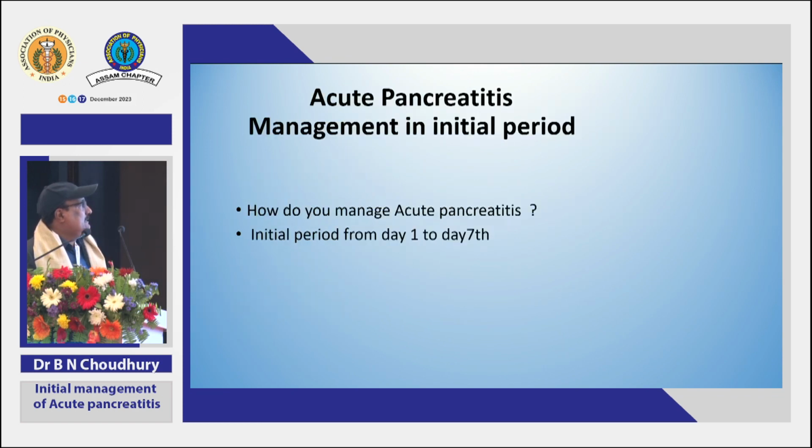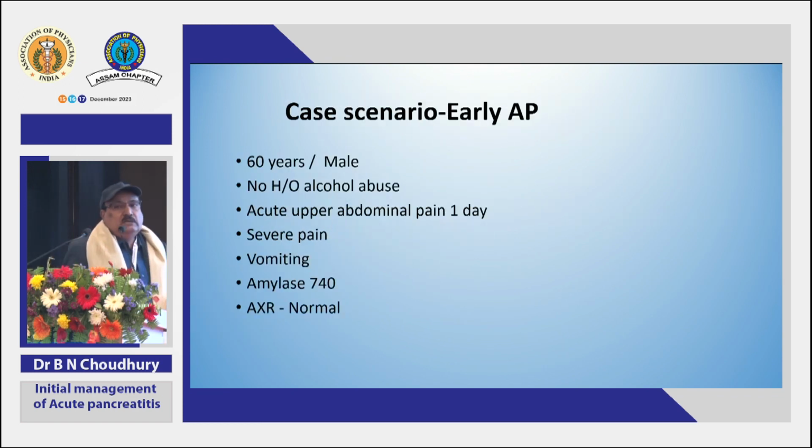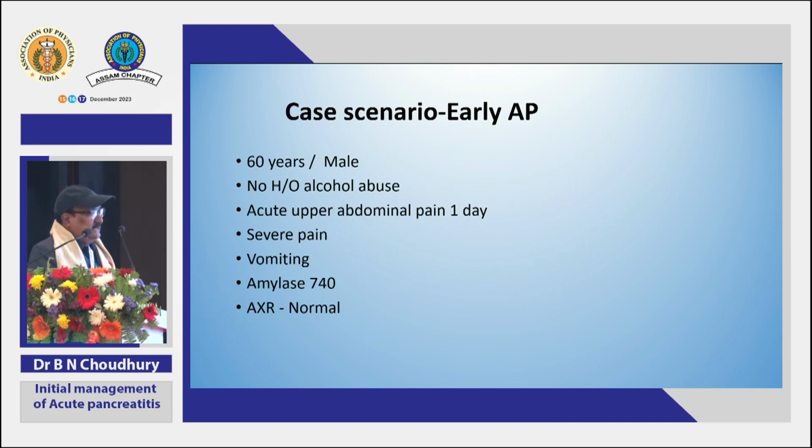Yes. It's a typical case scenario, who was admitted in our ward. He is a 60 years old male. He has no history of alcohol abuse. He does not have any history of alcohol intake or smoking. He had upper abdominal pain for 1 day, and the pain was severe. Severe epigastric pain, vomiting, and his amylase was 740. And X-ray abdomen was done in emergency by one of the medicine residents. It was found to be normal.